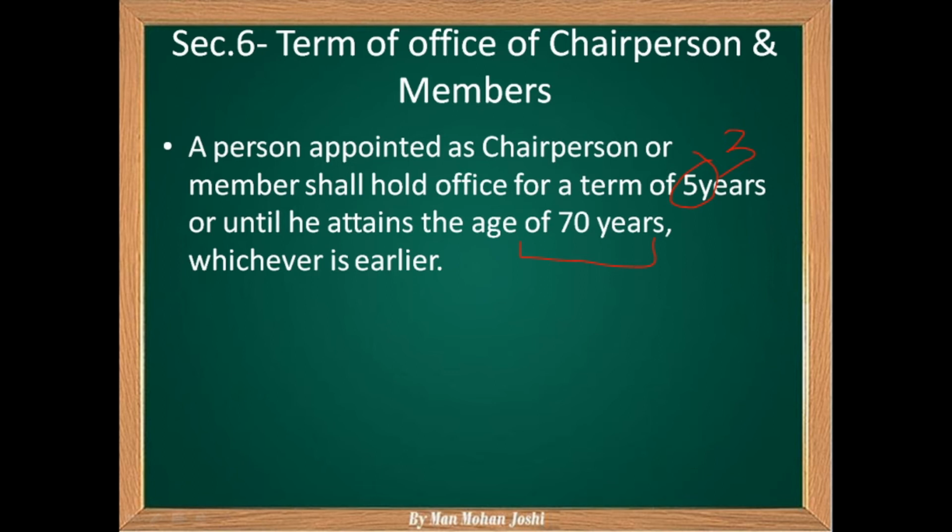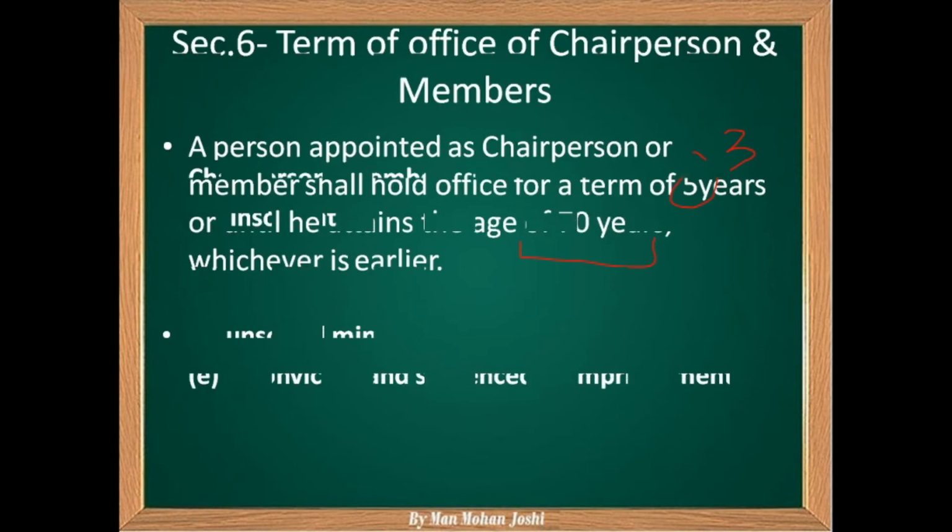As section 6 of the particular Act provides, a person appointed as chairperson shall hold office for a term of 3 years from the date on which he enters upon his office, or until he attains the age of 70 years, whichever is earlier. One more thing you should note: the chairperson shall be eligible for reappointment. Section 6 subsection 2 says that a person appointed as a member shall hold office for a term of 3 years from the date on which he enters upon his office, and he will also be eligible for reappointment. So, 70 years and 3 years, I hope you have a rough idea about the tenure and term of the office.